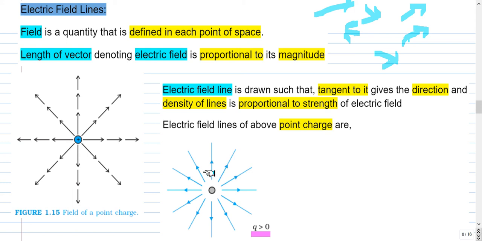So the electric field direction is radially outward at all the points, and the magnitude is given by the density of field lines cutting the surface. At this place, if I take an area like this, there are two lines cutting this surface. If we draw the same area at a larger distance, only one line is passing through it. So the density of the electric field lines gives the measure of the electric field intensity, and this is how the electric field lines are drawn.